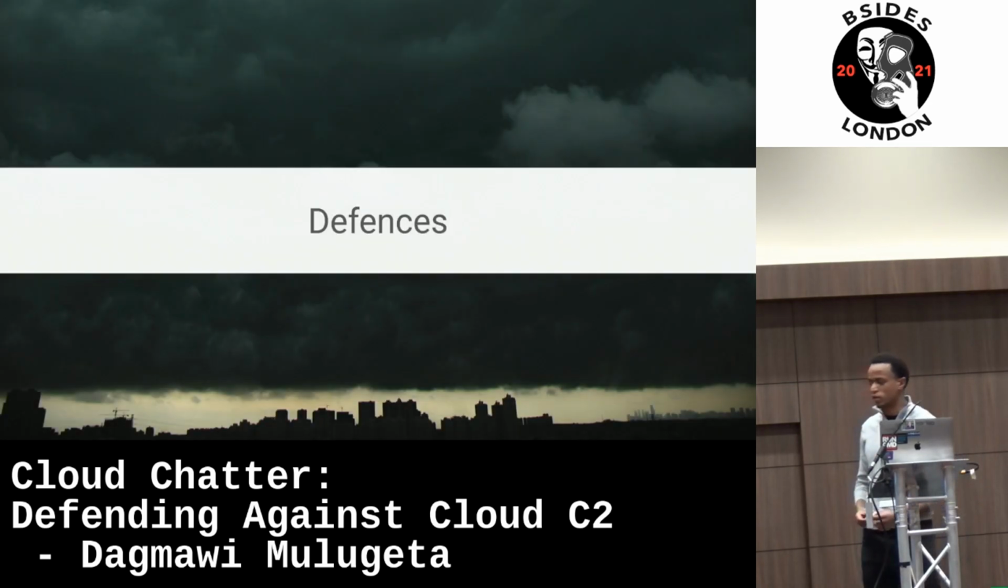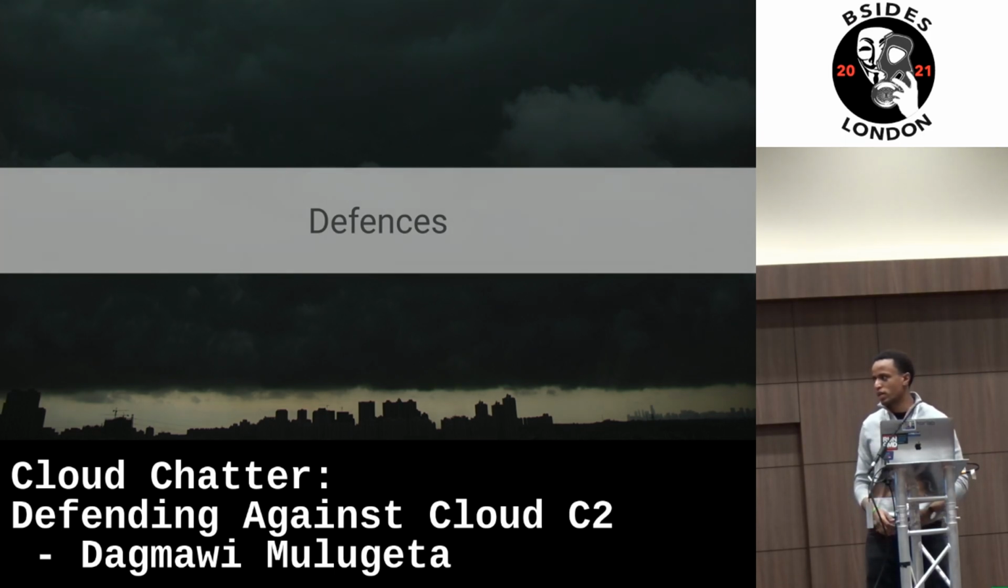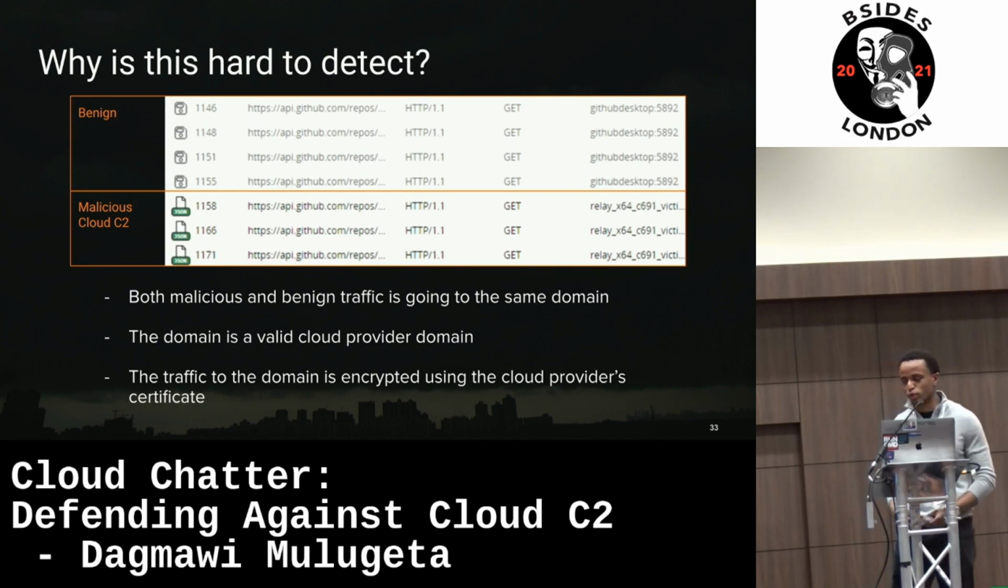Awesome. So let's talk about the fun stuff, right? Defenses. So what can you do to defend this? But before you get into that, why can't my existing C2 controls just detect this in the first place, right? Why do we have to introduce this whole new Cloud C2 concept?